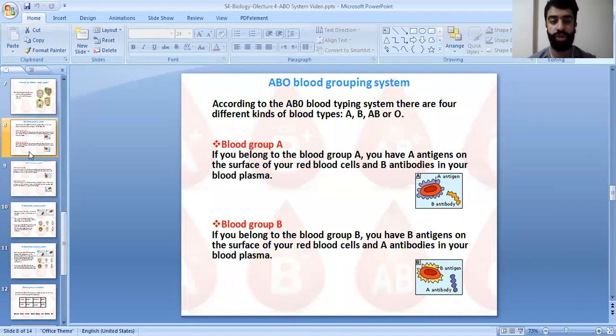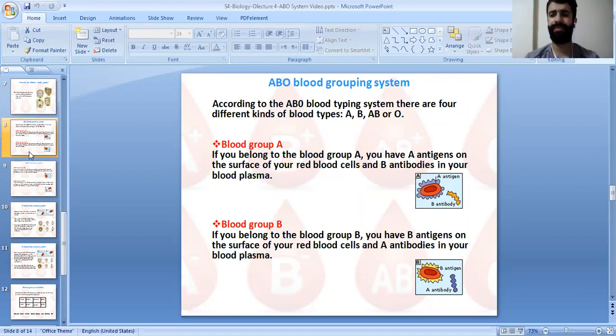Okay? So first of all, blood group A. If you belong to blood group A, what should you have? You should have antigen A on the surface of your blood cells. So great, we have antigen A. What antibody do we have? Now, what's the meaning of antibody? The antibody in the same blood group should not be the same as the antigen.